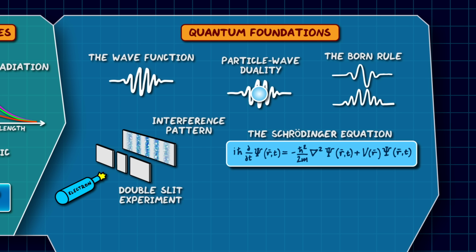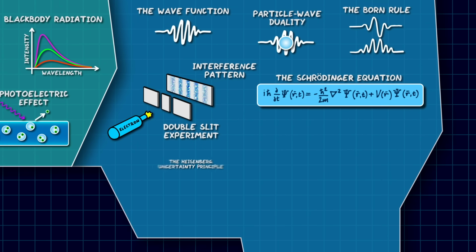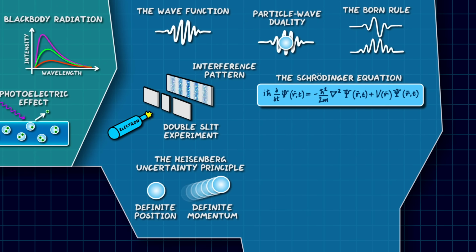So quantum mechanics tells us that the universe is fundamentally probabilistic. We don't know exactly where the particle will turn up. The best we have is a probability of where it will be. This brings us to the Heisenberg uncertainty principle, which says that quantum objects don't have definite values for certain pairs of properties, for example position and momentum.